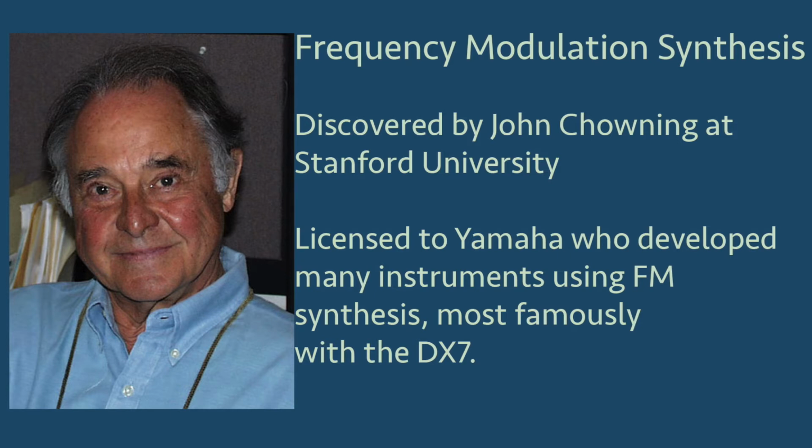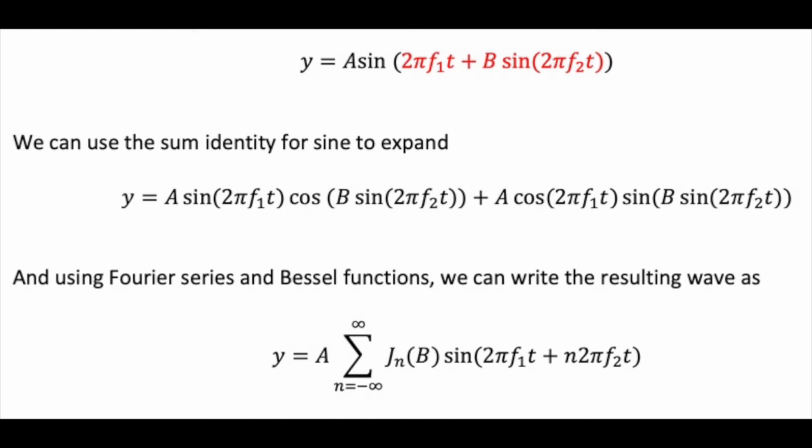We can use our equation from before to see some of what he discovered, starting with y equal a sine of 2 pi f1t plus b sine of 2 pi f2t. We can use the sum identity for sine and expand. From here, we have to rely on some higher mathematics like Fourier series and Bessel functions to write the resulting wave as y equal a times the summation from n equal negative infinity to infinity of j sub n of b sine of 2 pi f1t plus n 2 pi f2t.